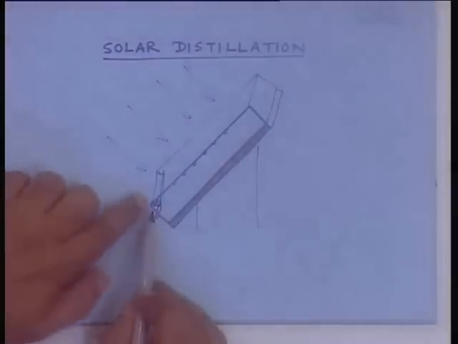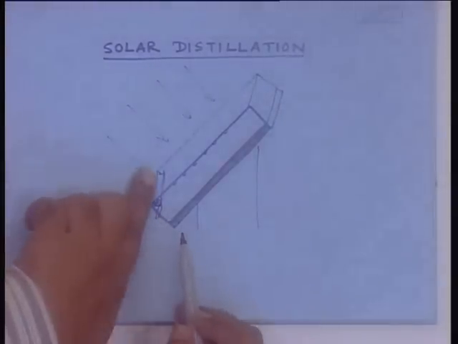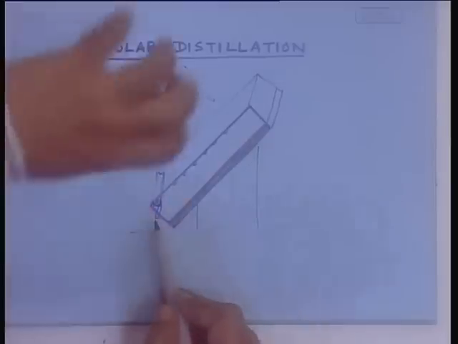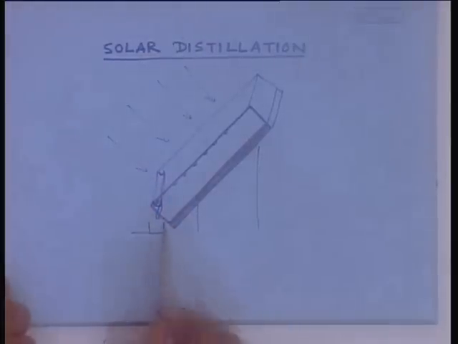If you put a slight inclination here, then it will normally flow down the tap. As the water is collected, you can simply open the tap, it will collect in a pot outside. Clear? Simple structure, essentially the same structure as a flat plate collector.